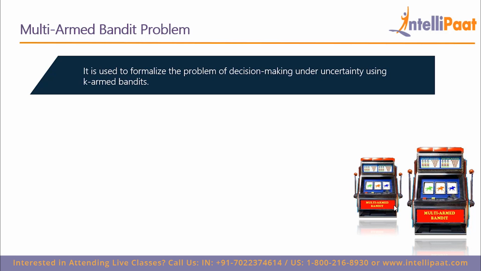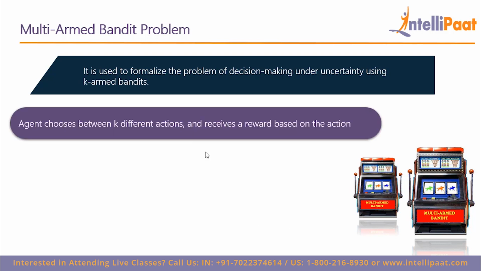How it works is that you put a coin inside the machine and then pull a lever attached to it, and if you are lucky enough you will get a reward, or otherwise you will not get a reward and end up losing your money. In this scenario, you are an agent and you have to choose between k different actions, which in this case are k different levers of these bandits, and then receive a reward based on the action.